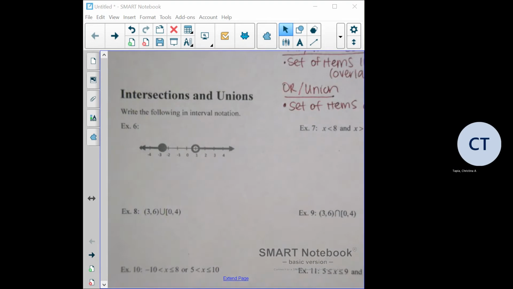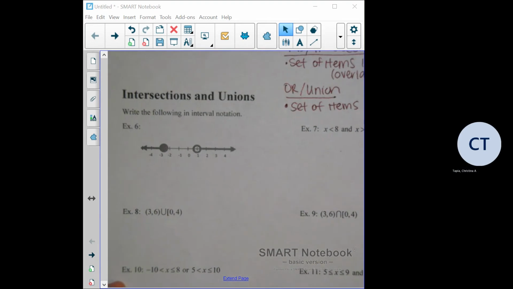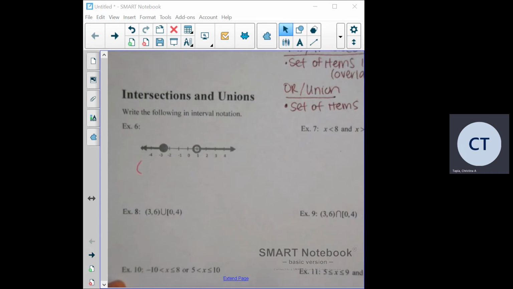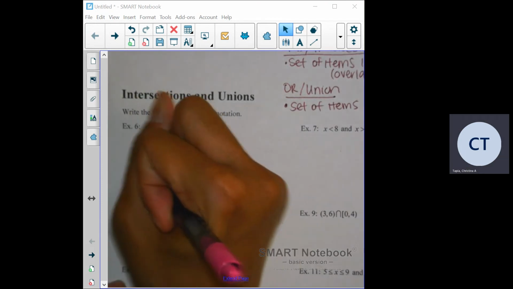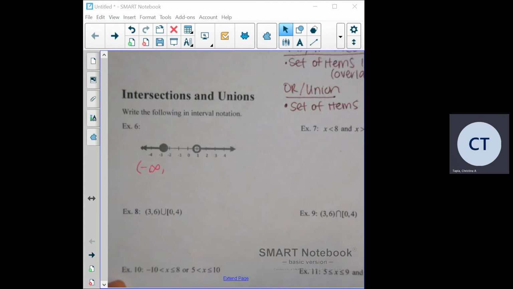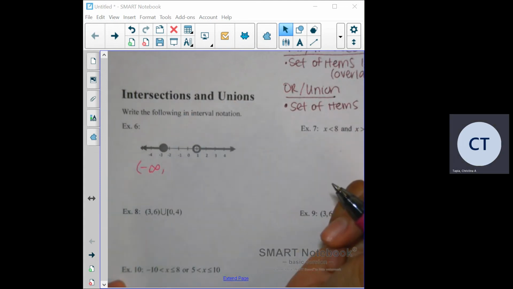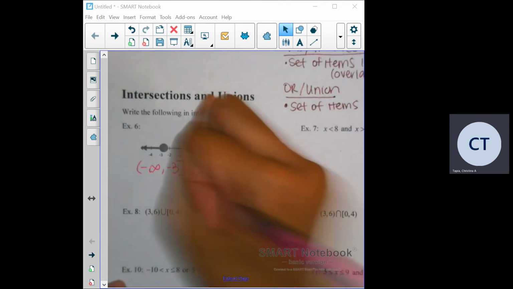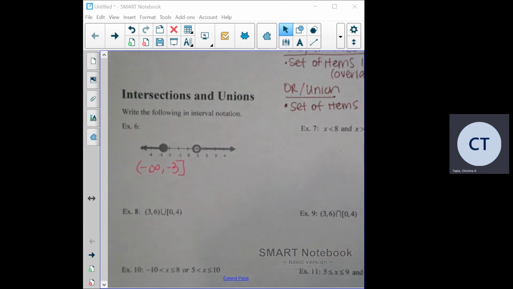Yes, sir. Positive or negative? It'd be negative. Negative infinity. You're good. Comma. That's -3, and then a bracket. That's exactly it. Whenever you're writing these out, especially for a compound inequality, you're really just writing out two intervals.